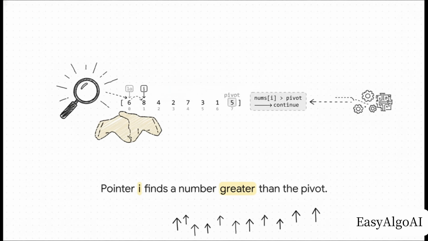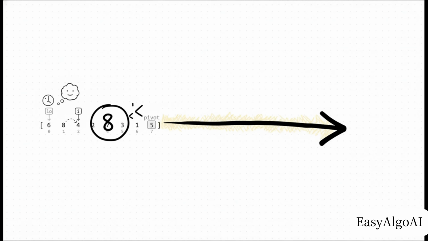All right, so as pointer i begins scanning from left to right, it's hunting for just one thing, numbers smaller than our pivot, 5. The first number it looks at is 6. Well, 6 is bigger than 5, so i just shrugs and keeps moving right. Next up, i hits the number 8. Again, 8 is bigger than 5, so the scanning pointer just skips ahead. And during all of this, notice that our low pointer hasn't moved an inch. It's just patiently waiting for a small number.